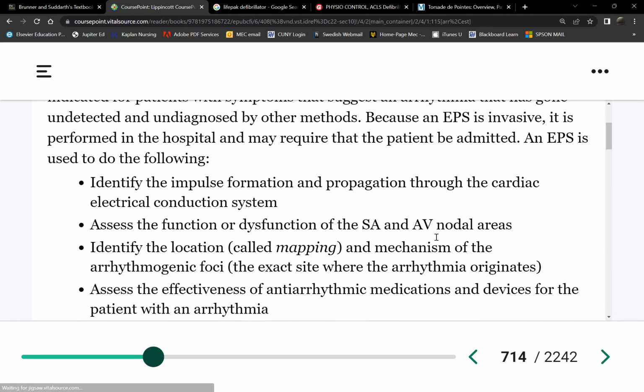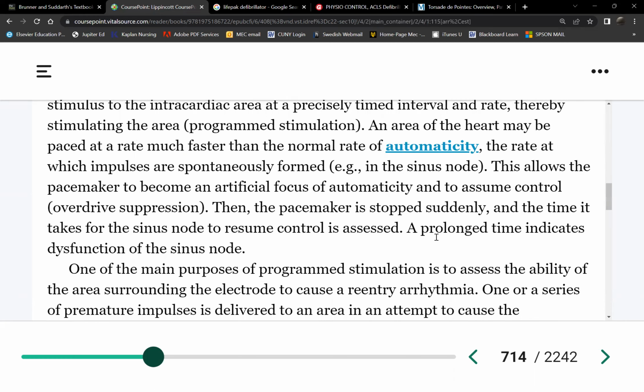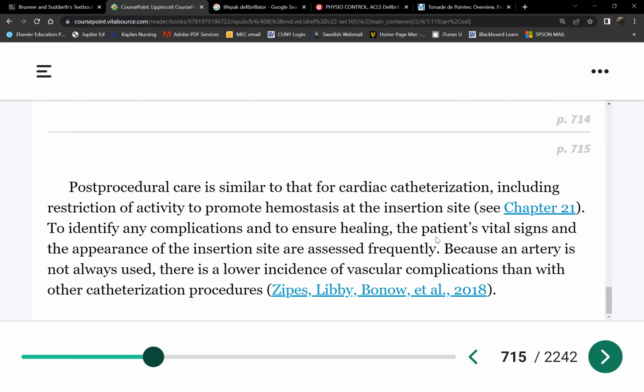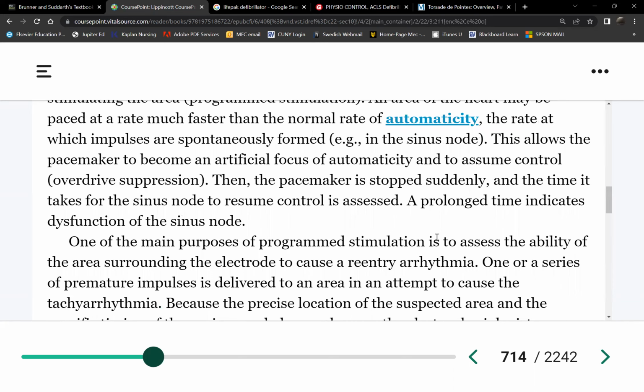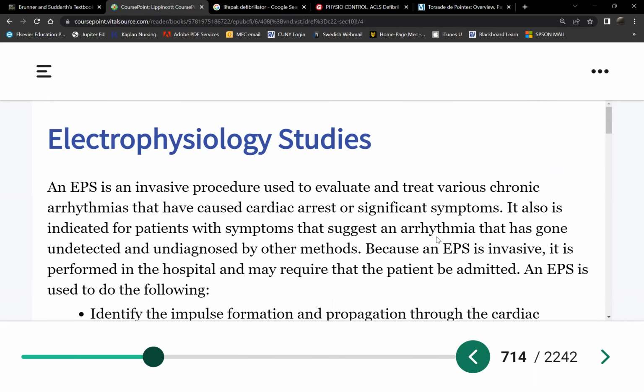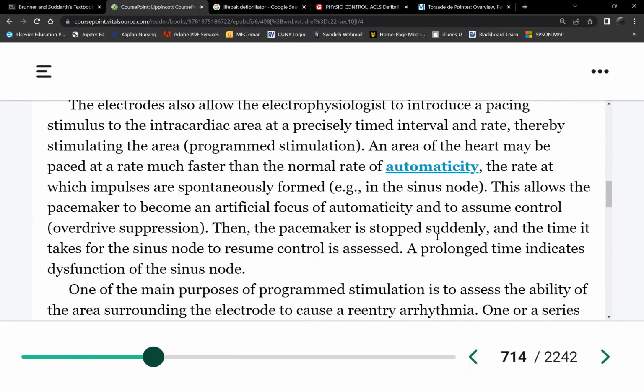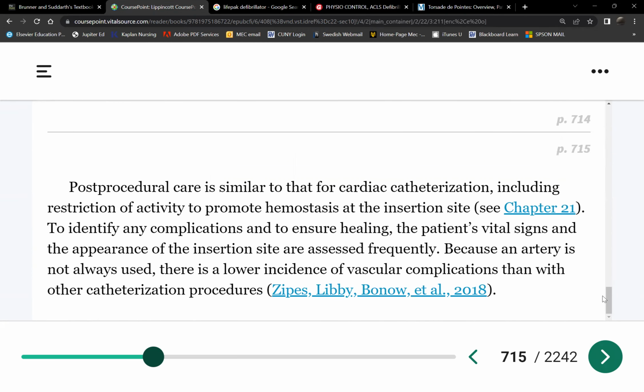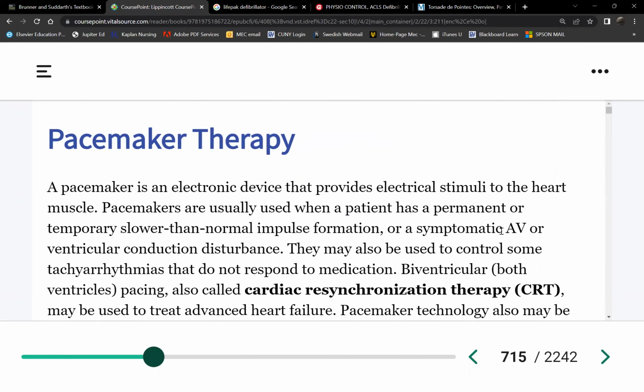EPS, I already described what it is, so I won't go into it because there's really no role. That's why I'm skipping EPS, because we're not involved here. This is done in the cath lab. The doctor does the study. There's really no nursing role to speak of. We just stand there, look pretty.